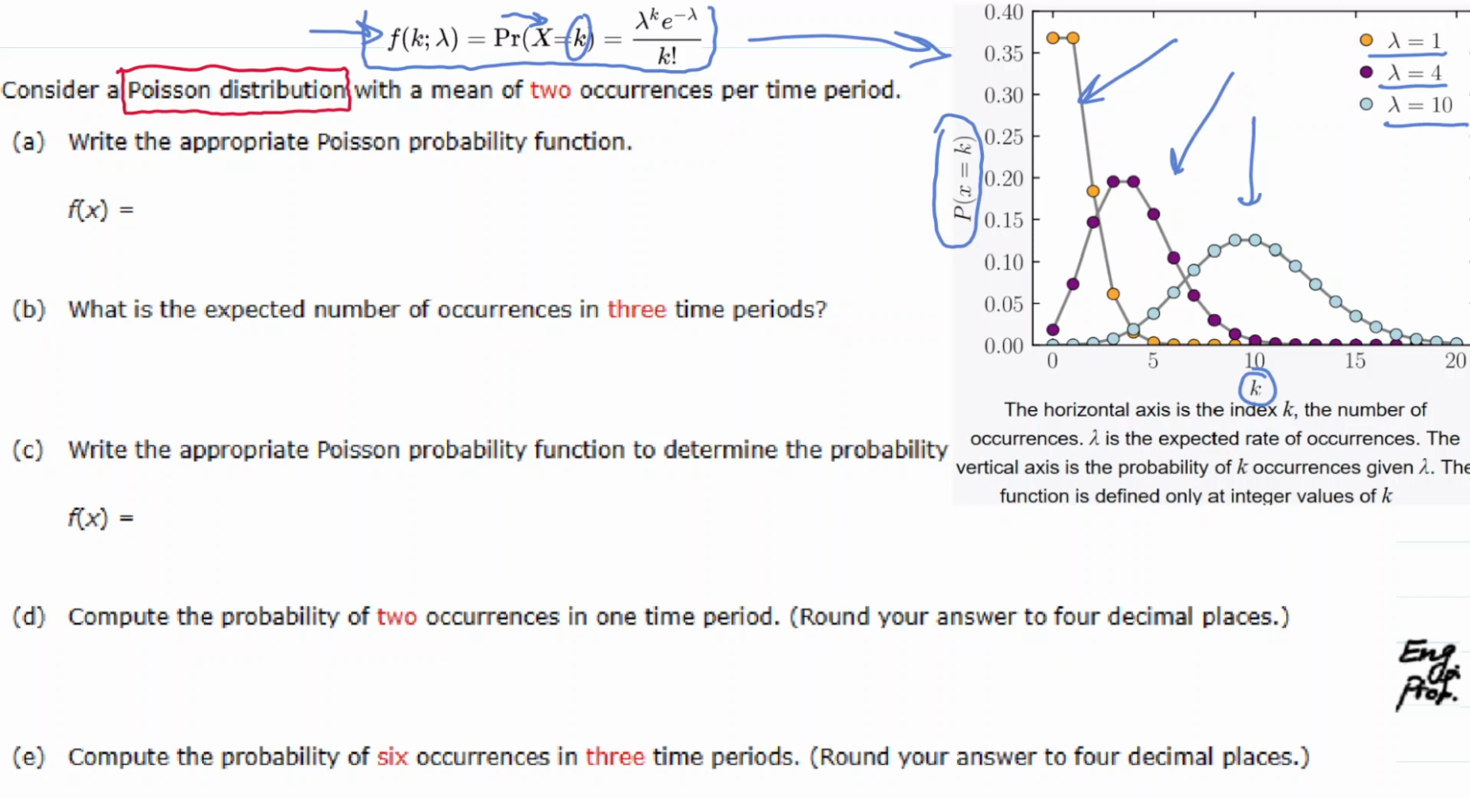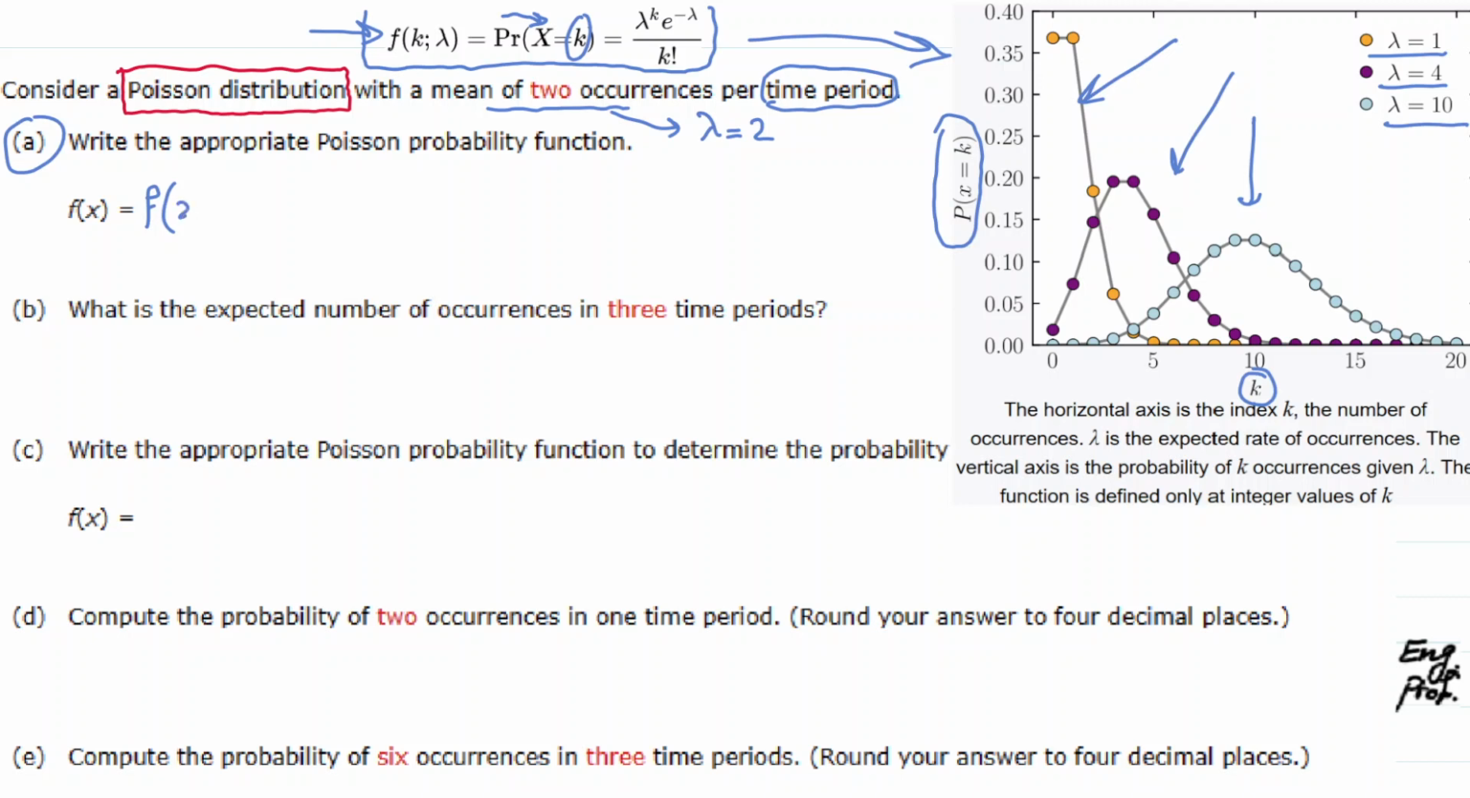Now, going back to the problem, part A. Assuming that we are talking about a mean of 2 occurrences, that means lambda equal to 2 in the interval of interest per time period. Okay, write the appropriate Poisson probability function. Okay, so look at the formula written on top, f of x, or you can write it this way, it's all right.